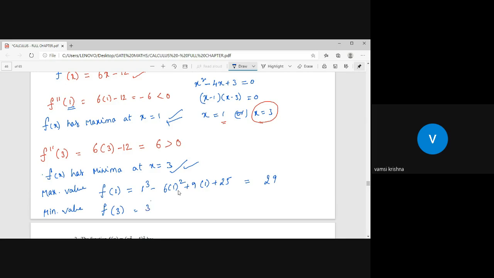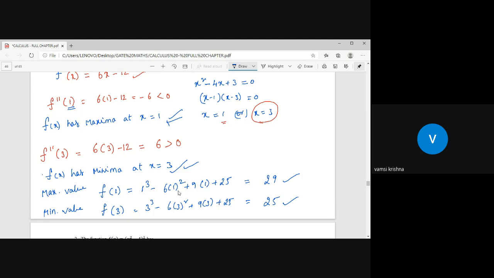So 3 cube minus 6 into 3 square plus 9 into 3 plus 25. So this is 3 square means 9. 54 is going to cancel. And the final result is 25 only. Yes. So the max value is 29 and the min value is 25.